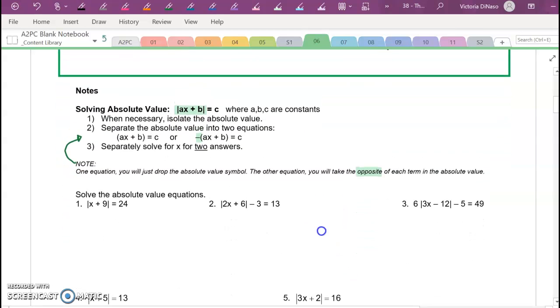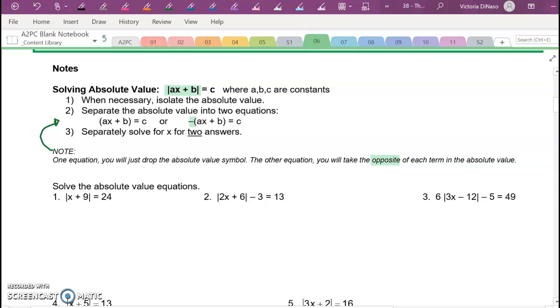So we're going to do numbers 1, 2, and 3 together. Notice that in number 1, the absolute value sign is already all by itself. So we have the absolute value of x plus 9 equals 24, which means that whatever we plug into x and then add 9 to, we have to take a positive number, and we need that number to be 24. So I'm going to split that up into x plus 9 equals 24. And then we're going to take the opposite.